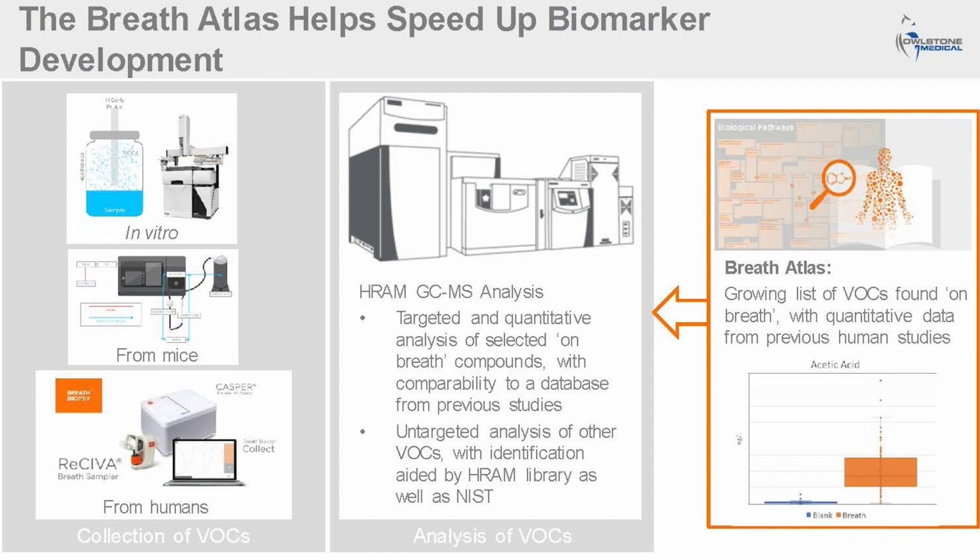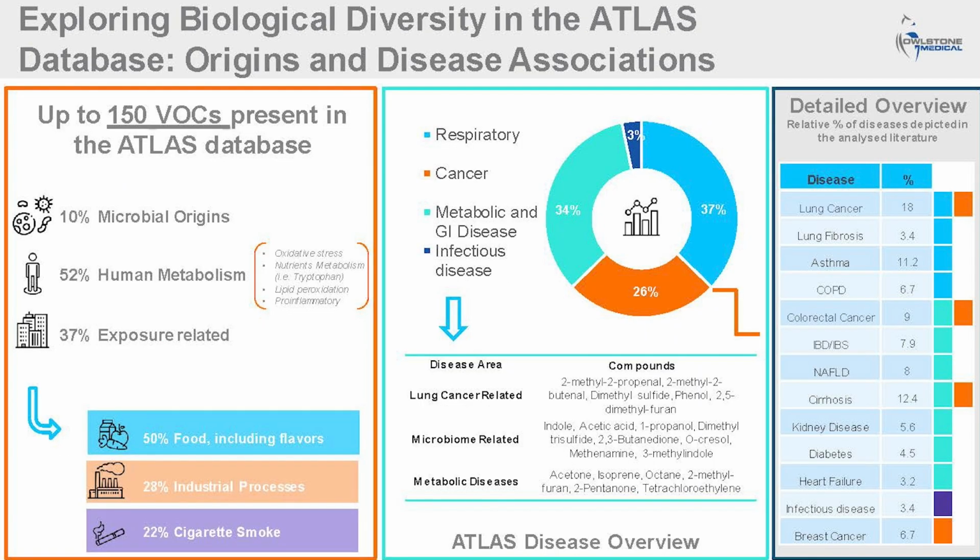So we're able to give quantitative data on the compounds in our Atlas with our GCMS, alongside doing a broader untargeted analysis of the other VOCs with identification aided from a library of compounds. We're also running on our instruments what we call our HROM library. So to give you a bit of a clue about the diversity of biology in this Atlas and what's in there at the moment, we've actually been quite surprised, I think, by the diversity of molecules we have seen in the human healthy breath.